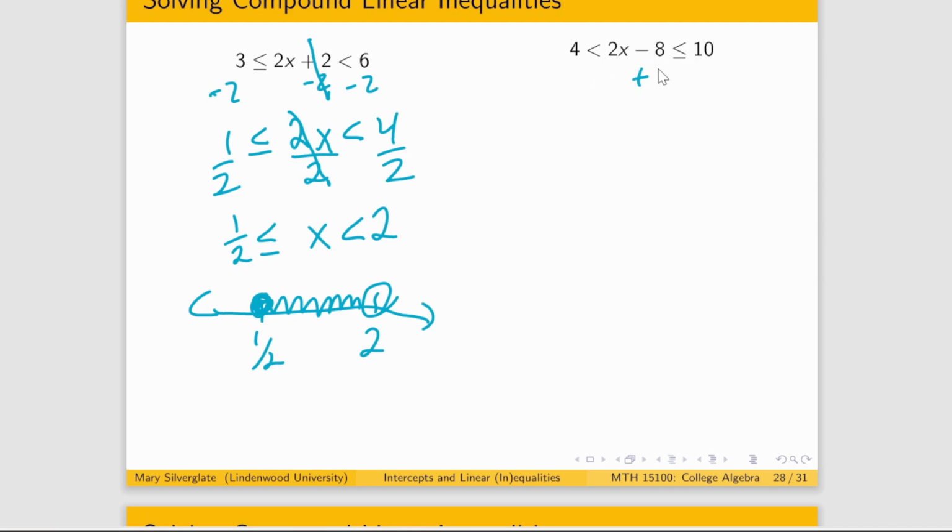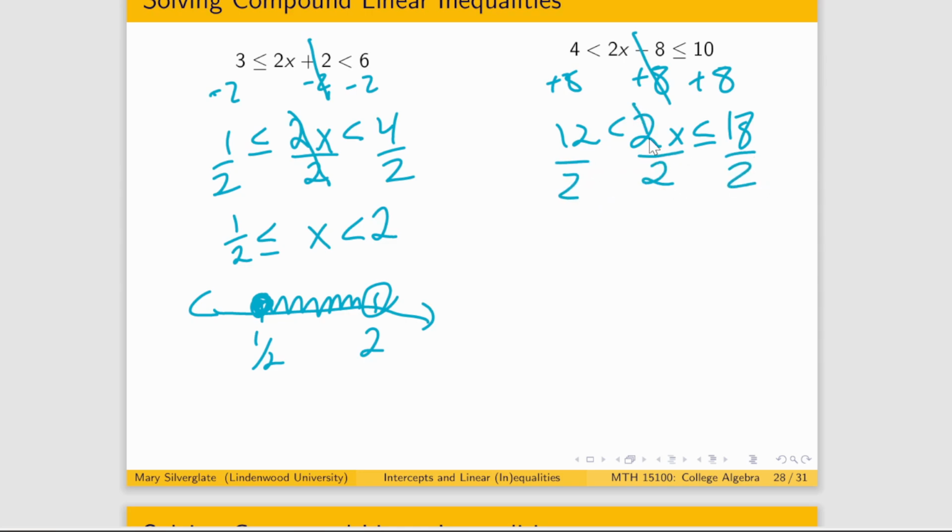All right, welcome back. Let's go ahead and get x by itself here. So we want to add 8 to all three sides to undo subtracting 8. Negative 8 plus 8 makes 0. I'm left with 12 is less than 2x, which is less than or equal to 18. As our last step, again, we want to get x by itself, so I'm going to undo multiplying by 2 by dividing by 2 on all three sides. 2 divided by 2 makes 1. 12 divided by 2 makes 6, is less than x, is less than or equal to 9.